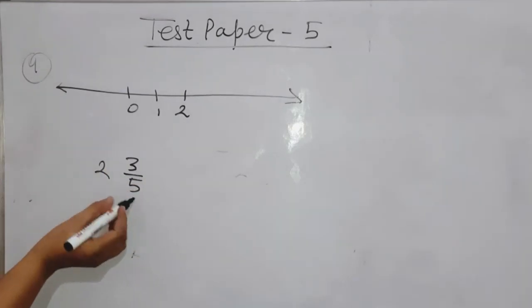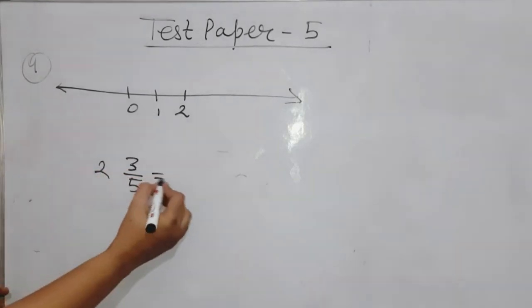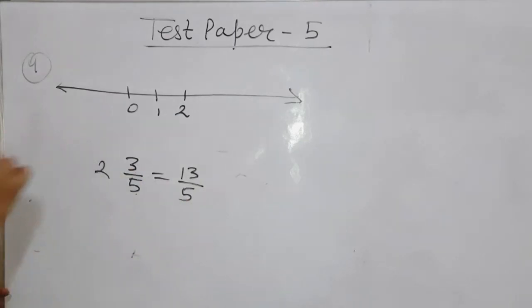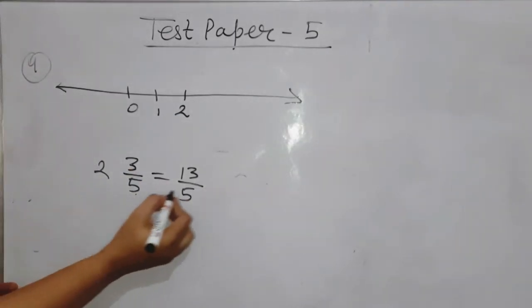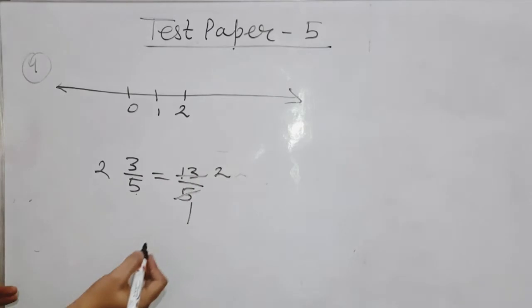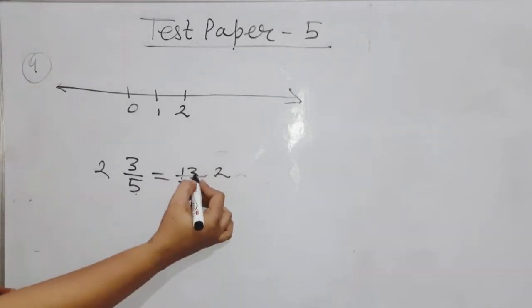Once you solve this fraction, 5 2s are 10, 10 plus 3, it is 13 upon 5. And once you divide this, 5 2s are 10, 3 remainder.